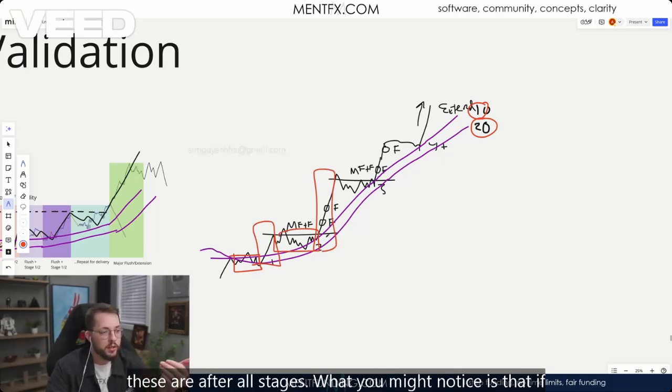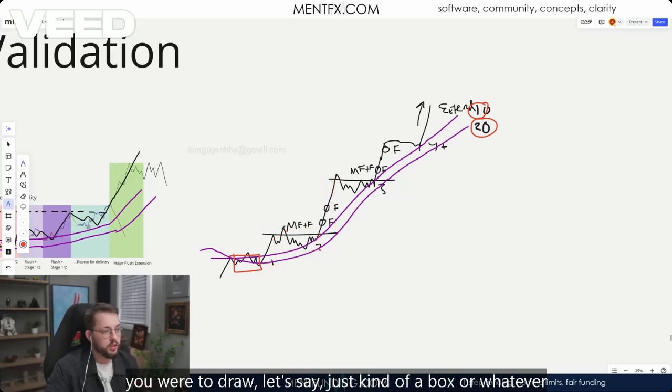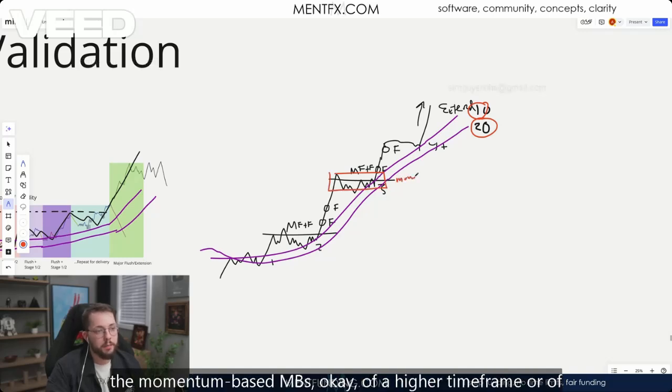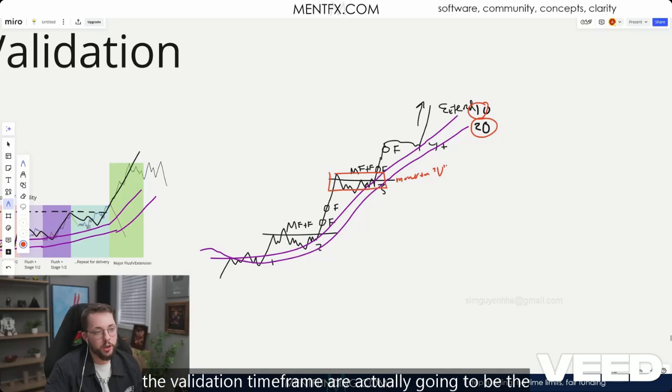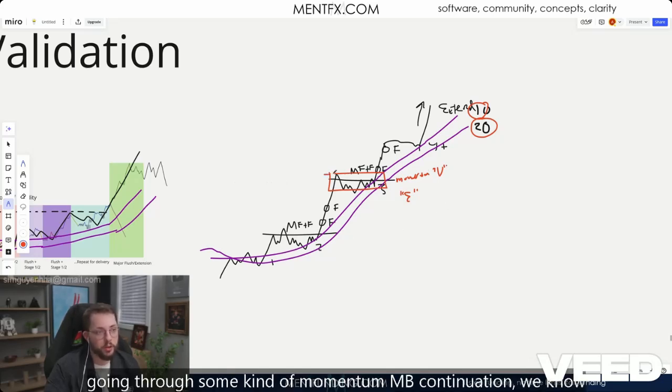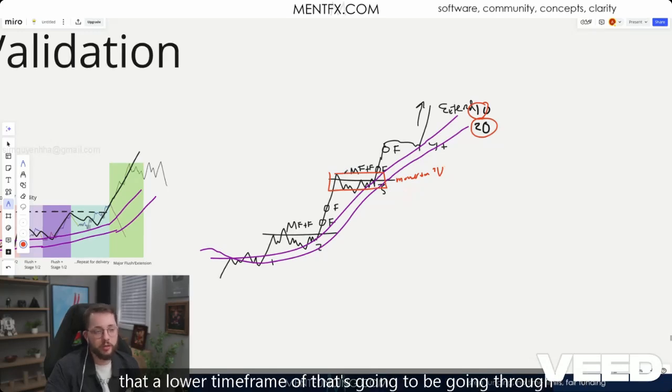What you might notice is that if you were to draw, let's say, just a box around each one of these, or notice where they are, they're actually acting as momentum-based MBs. So a lot of the time, the momentum-based MBs of a higher time frame, or of the validation time frame, are actually going to be the precedent or the potential step for the entry time frame to undergo accumulation MB-based entries, because when the momentum is going through some kind of momentum MB continuation, we know that a lower time frame of that is going to be going through accumulation.